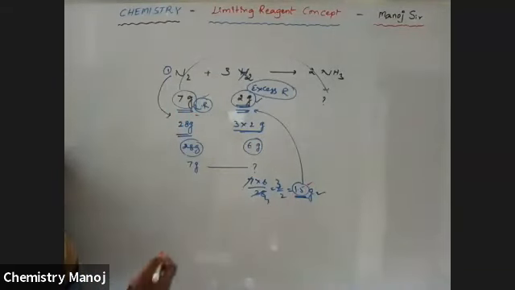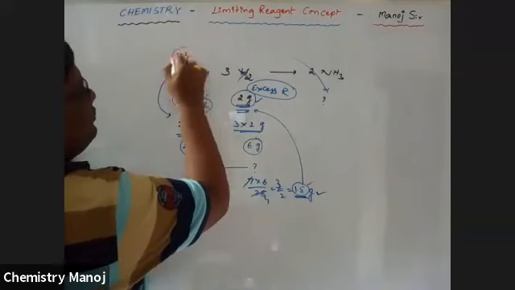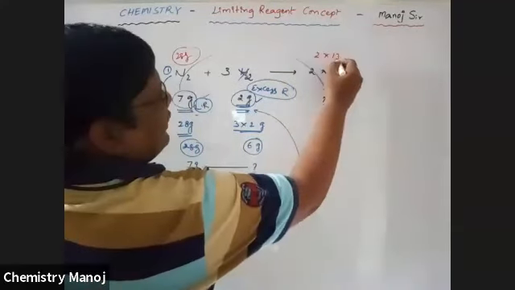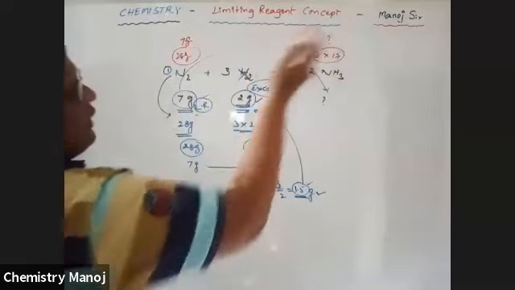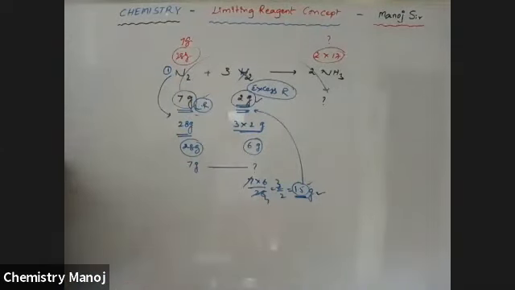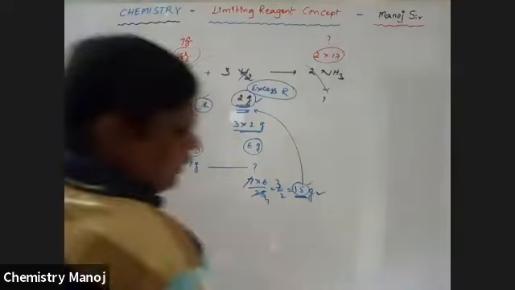Now, how much ammonia will be formed? For 1 mole, that is for 28 grams, 2 into 17 grams is formed. For 7 grams, how much is formed? Calculate as per our previous knowledge. Okay, so this is the way to identify our limiting reagent.